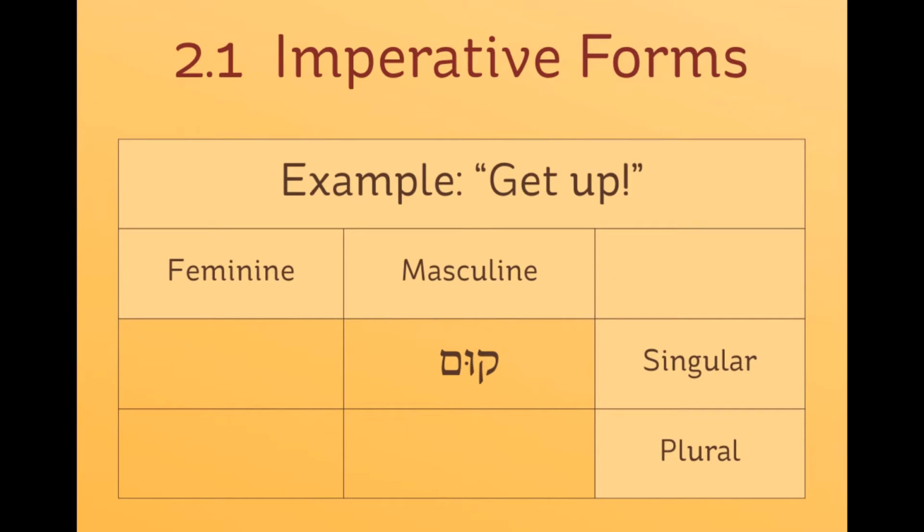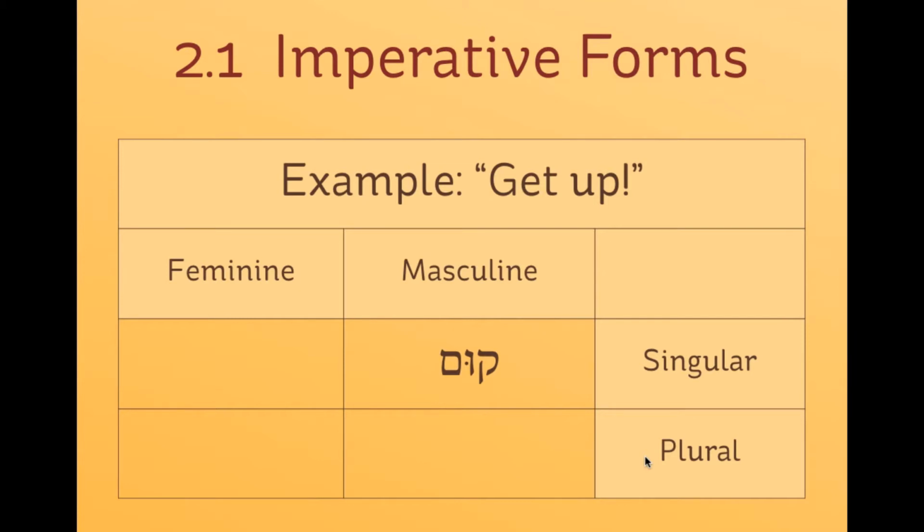Hebrew imperatives always occur in the second person, so they're direct commands. You point at someone and you tell them what to do, and they inflect for two things. Gender can be masculine or feminine, and they inflect for number, singular or plural, based on who you're speaking to. So the default form is the masculine singular. You use that when you command a guy to do something.